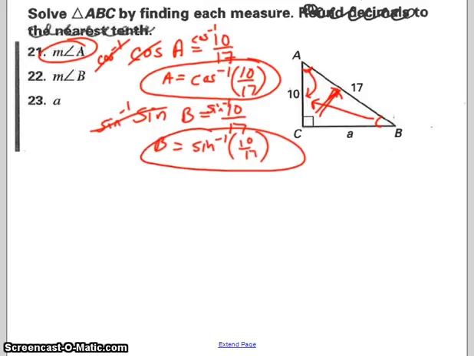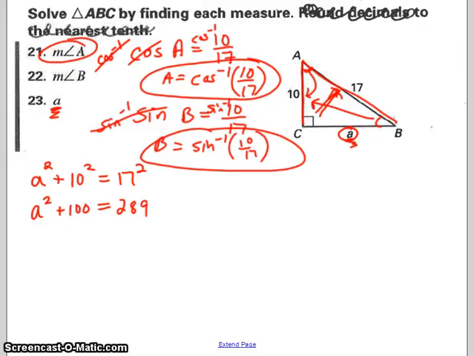Alright, the last one, number 23, we just have to find A. A is a side, and we know two sides to a right triangle. So, of course, we're going to use the Pythagorean theorem. A squared, in this case, we could just use A squared plus 10 squared equals 17 squared. A squared plus 100 is 289.